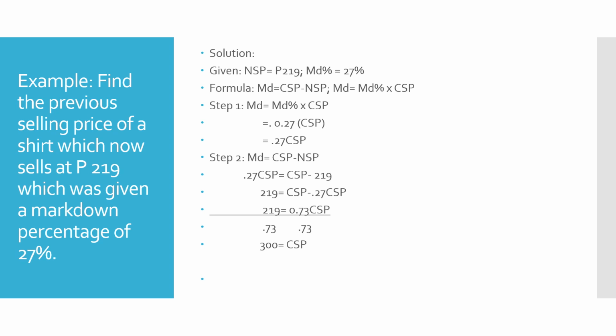And then equal to the current selling price, si 0.27 CSP or the positive 0.27 CSP, pagpunta sa right side ay magiging negative. Kaya CSP minus 0.27 CSP. Now we have 219 is equal to 0.73 CSP. Again, para ma-eliminate natin yung value doon sa may mga variables, we have to divide it by 0.73. So when you divide 219 by 0.73, your current selling price is 300 pesos.